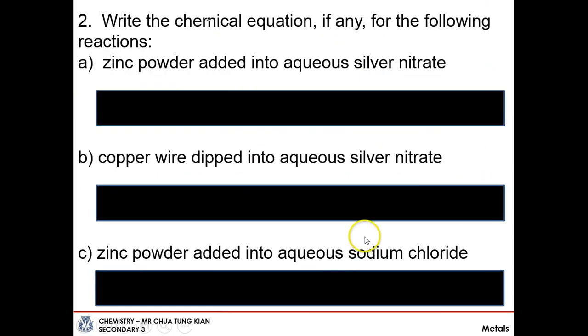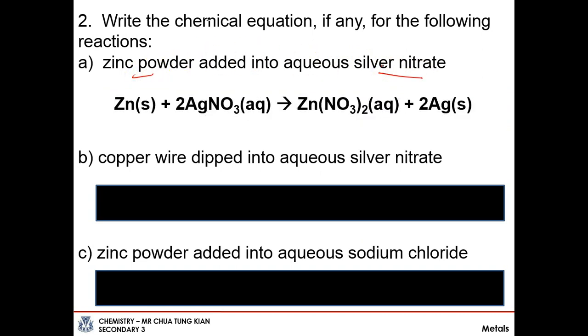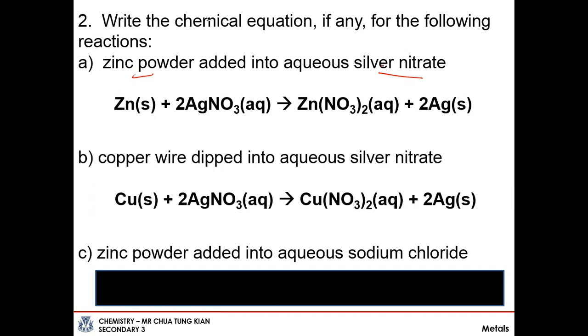The next part of the question involves you writing a few more chemical equations, if any, when you add the metal into the aqueous solution. So zinc and aqueous silver nitrate. Zinc, we know it's above silver in the reactivity series, so yes, there will be a reaction which will take place. Copper and silver nitrate, we know that copper is above silver in the reactivity series as well, so yes, a reaction will take place. We get the copper 2+ and we get the silver metal.